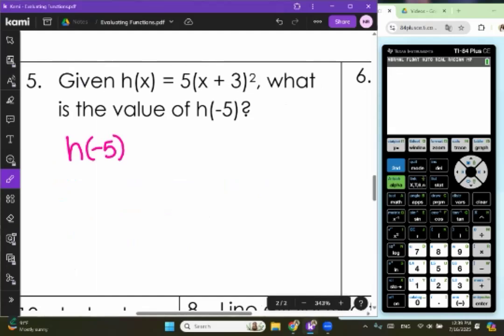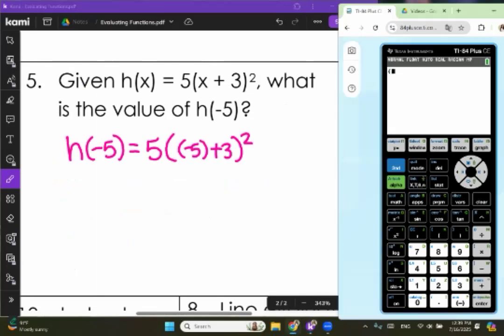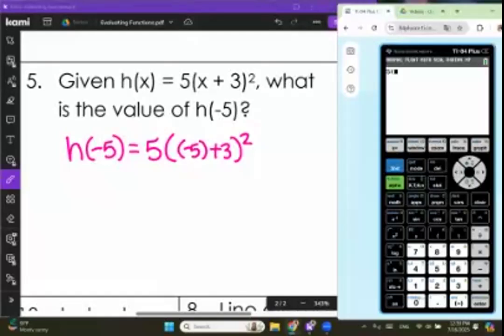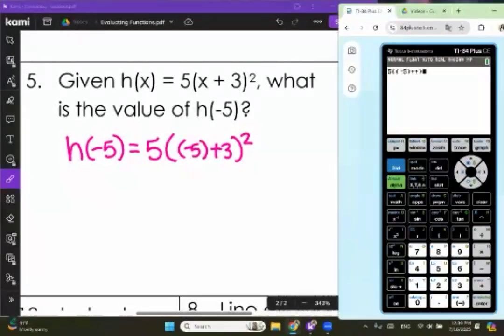This time they want us to plug in a -5, so 5 parentheses -5 plus 3 and squared on the outside. That gives us 20.